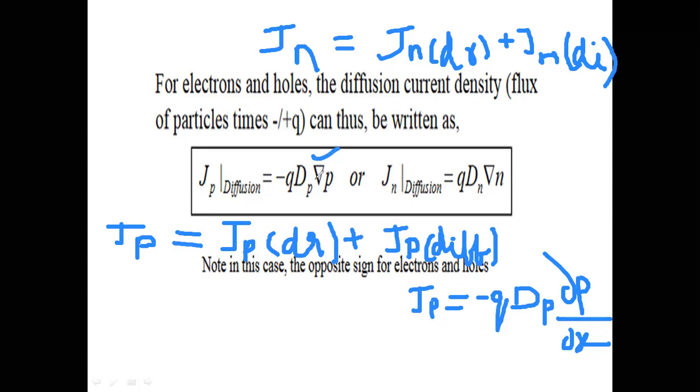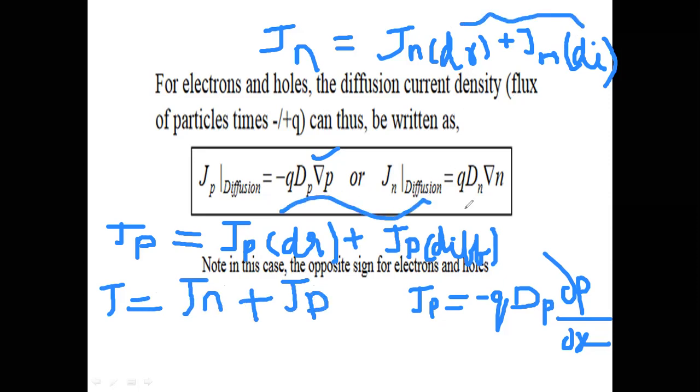So the total current density J is equal to the total current density due to electrons plus the total current density due to holes. This one and this one, I have to add to get the total current density. So we will use these equations to solve problems.